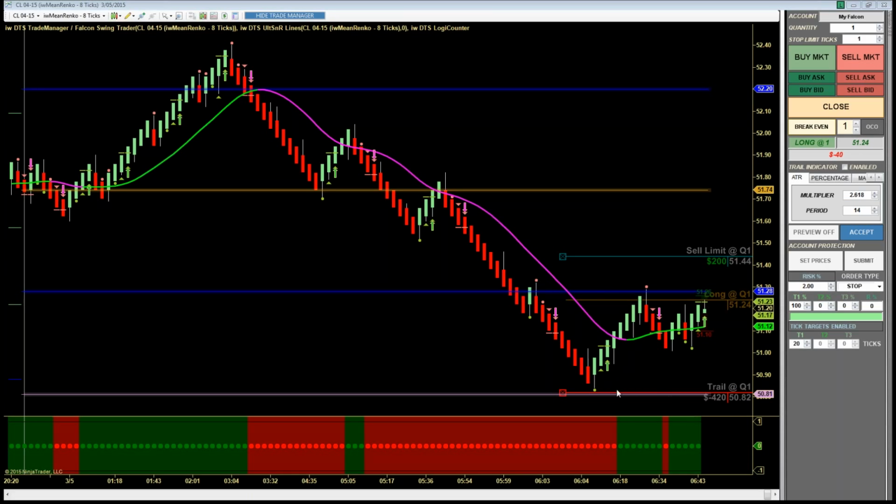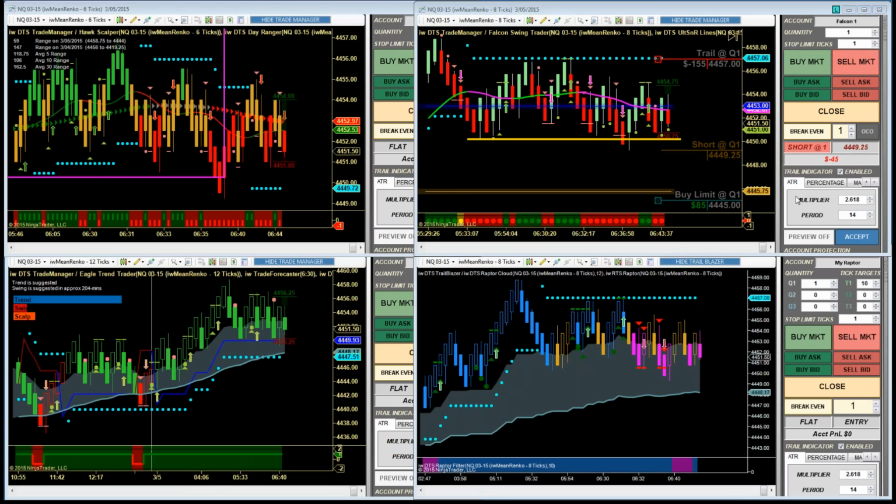The nice thing about this trade is we've got it covered at a good spot. We've got it covered right below this swing low. Come on, get up there. All right, I'm going to put that on the back burner for the moment.